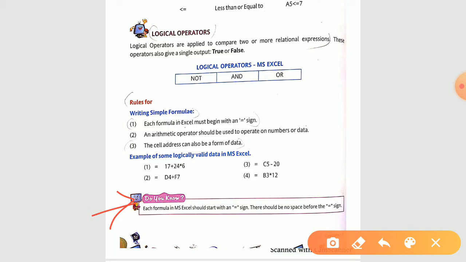Now you see, each formula in MS Excel should start with an equal sign. Already we have learned many times, right? There should be no space before the equal to sign. So it should not happen that firstly you apply a space and then afterwards you give the equal to sign. It is not valid. Okay, at the first position you need to write the equal to sign. Only then your formula is going to be a valid one. Okay, so you keep that thing in mind.